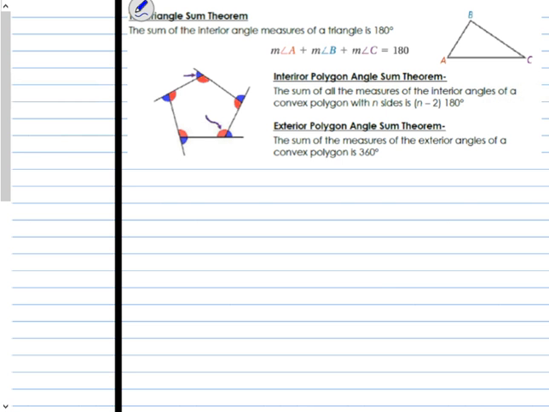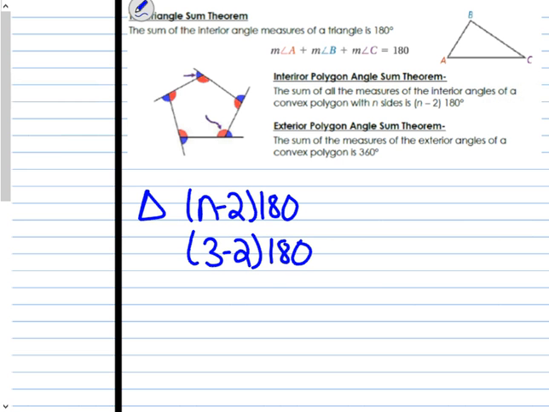Let's use a triangle for an example. Okay, so a triangle, n minus 2 times 180 degrees. A triangle has 3 sides. So 3 minus 2 times 180. 3 minus 2 is 1. 1 times 180, 180 degrees. And we know that a triangle does indeed have 180 degrees as its 3 angle measures. Okay, so we can find the angle measures of any shape, if we know how many sides it has. And n represents the number of sides.